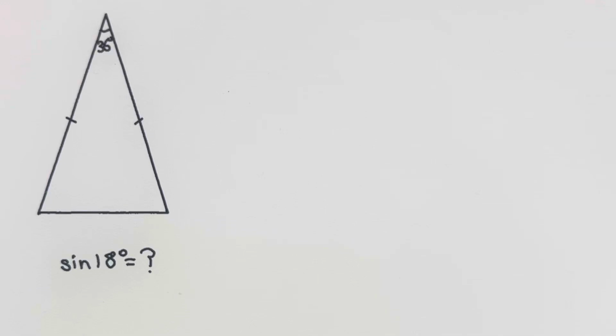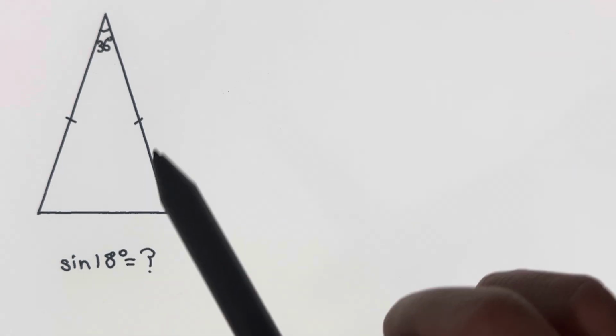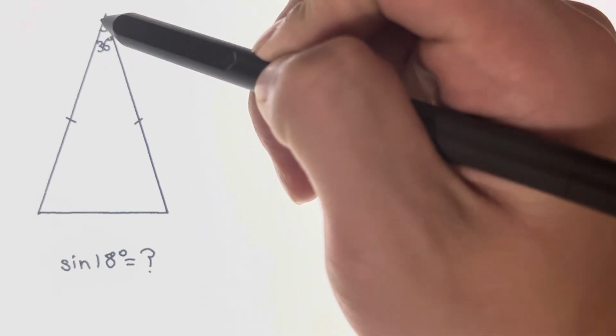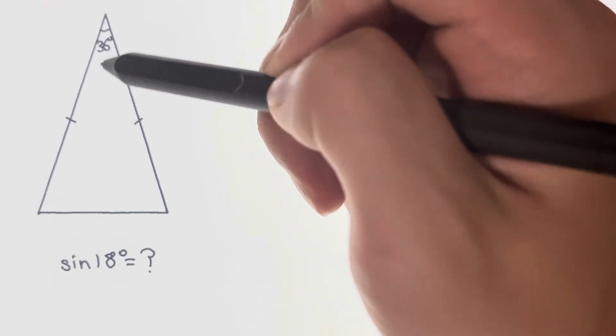In this problem, we are given an isosceles triangle with an angle of 36 degrees as the vertex angle. We want to find the value of sine of 18 degrees. So first of all, realize that 18 degrees is half of 36 degrees. This means that our goal is to form a right triangle by dropping our altitude.